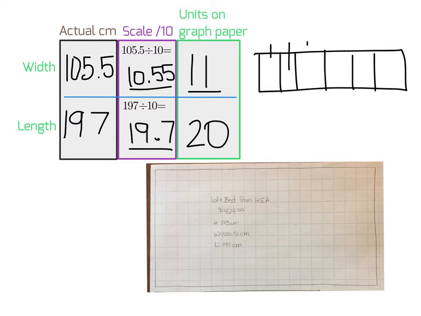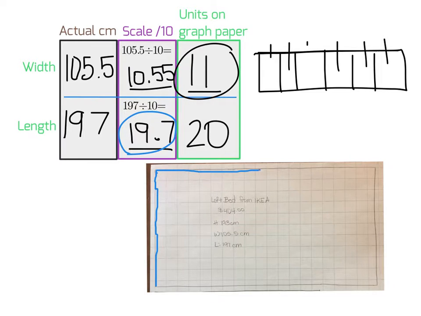This is 1, 2, 3, 4, 5, 6. Okay, so that's 6. I need 11. So looking down here on my paper, I'm going to count over on my width. 1, 2, 3, 4, 5, 6, 7, 8, 9, 10, and 11. I did actually go kind of 10.5 there. For my length, here I go. 1, 2, 3, 4, 5, 6, 7, 8, 9, 10, 11, 12, 13, 14, 15, 16, 17, 18, 19, 20.